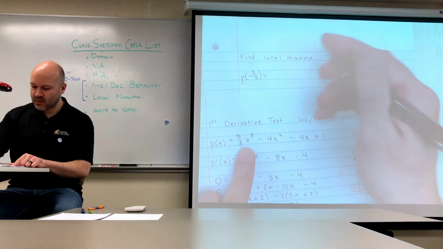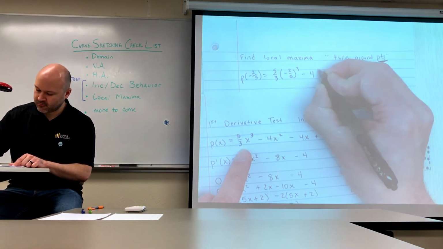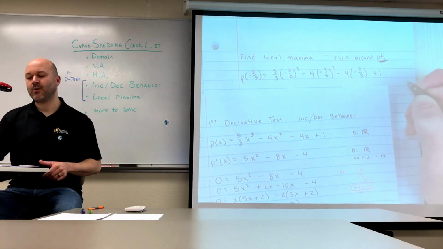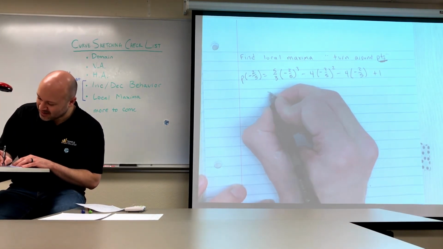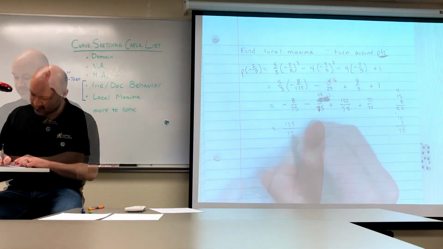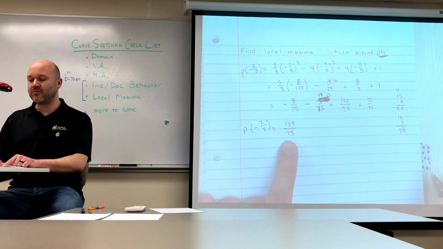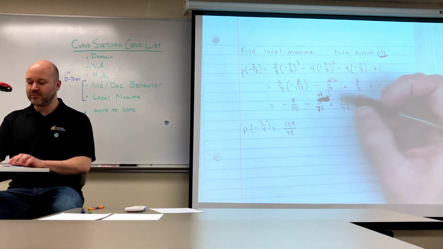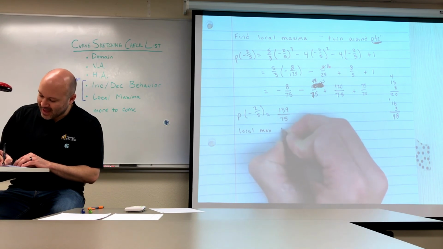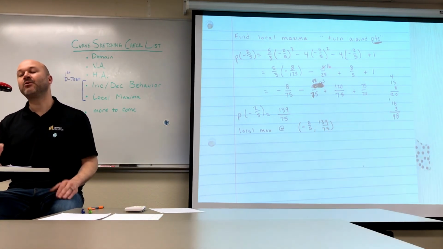All right. Oh, that's a lot of fractions. Okay, just some tedious arithmetic. I think I'll just take it nice and slow. All right, so there we got. I'm going to plug in negative 2/5 and get 139 over 75ths out. So that's less than 2. So there we go. We have our local max at the point negative 2/5, comma 139/75.